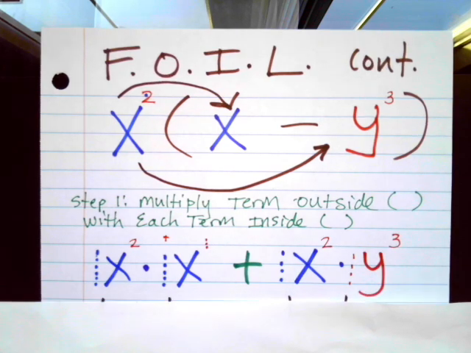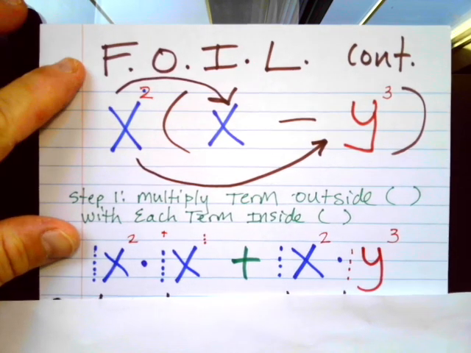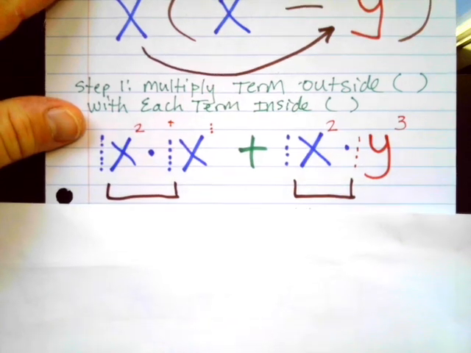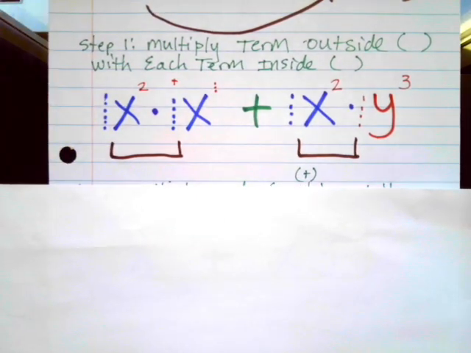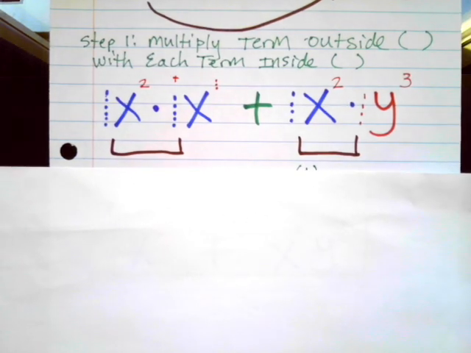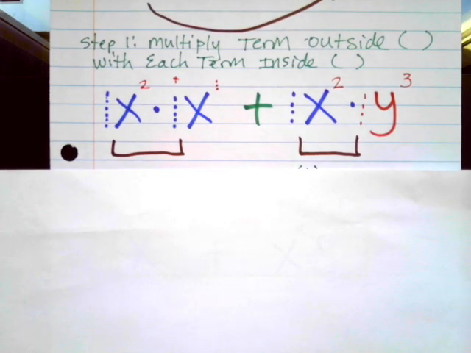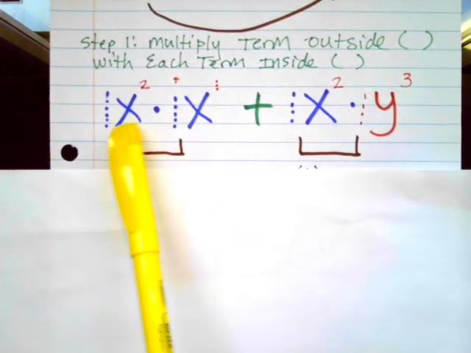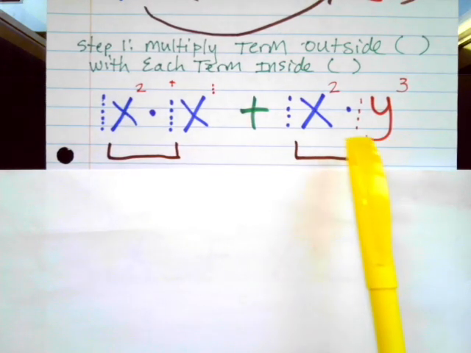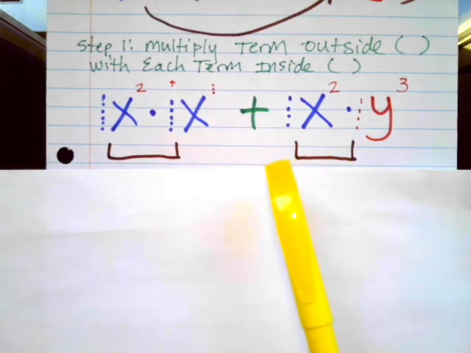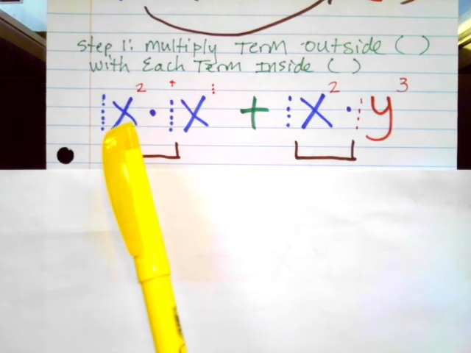Now, step number 2, let's combine like terms. Remember, in order to have like terms, you have to have the same letter, that's the variables, and the same exponential power if you're going to add these terms. But since we're multiplying, that's okay. We don't need like terms. That will come a little bit later in another example.